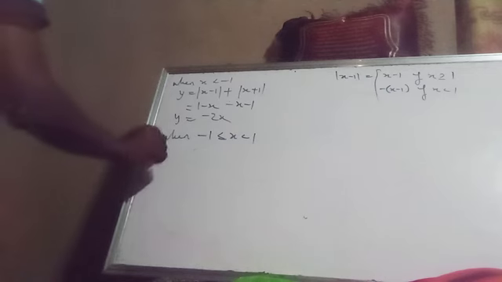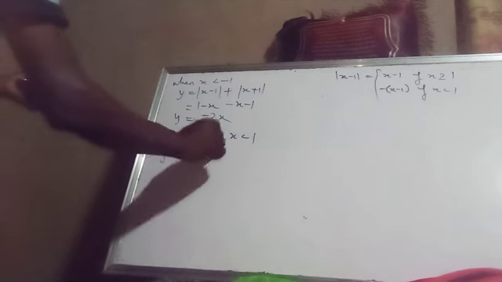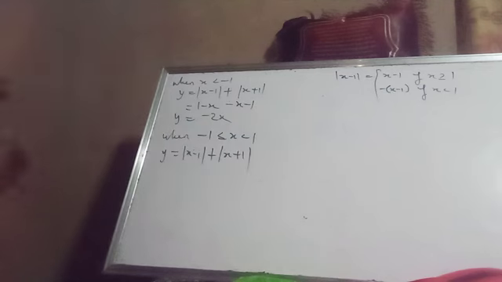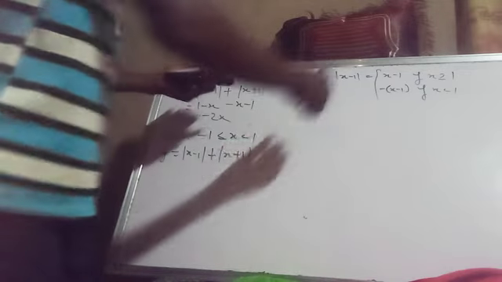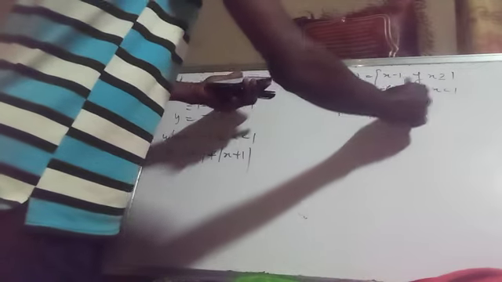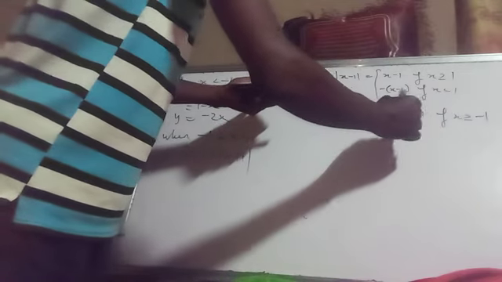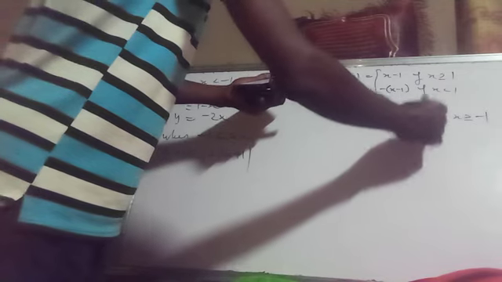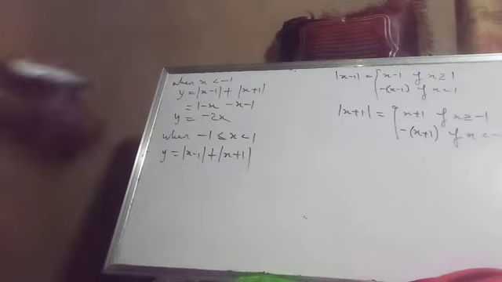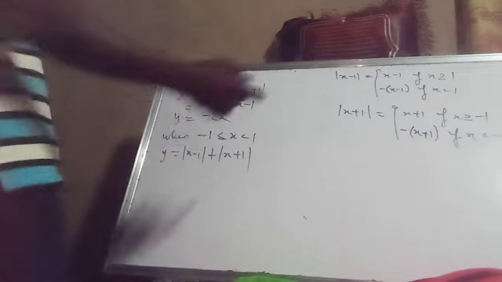So y is equal to the absolute value of x minus 1 plus the absolute value of x plus 1. Where do we have those values? Let's rewrite this one as well. x plus 1 if x is greater than or equal to minus 1, minus x plus 1 if x is less than minus 1. Now, we can switch from whichever way.